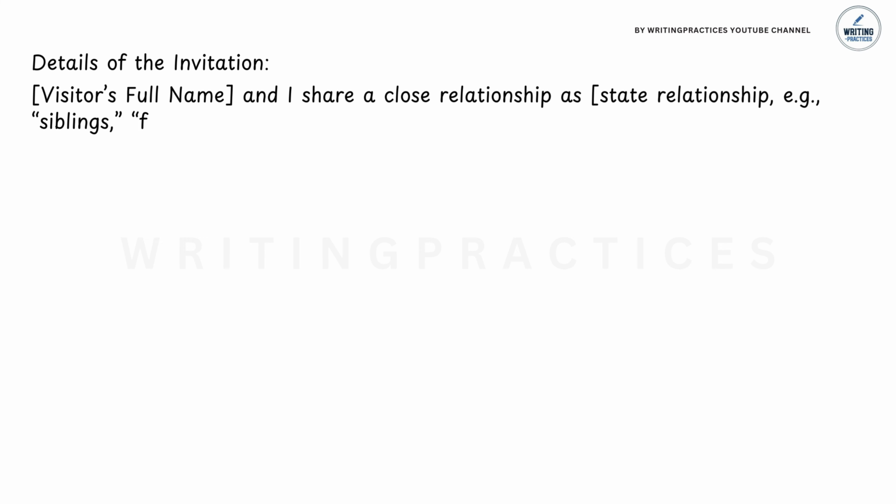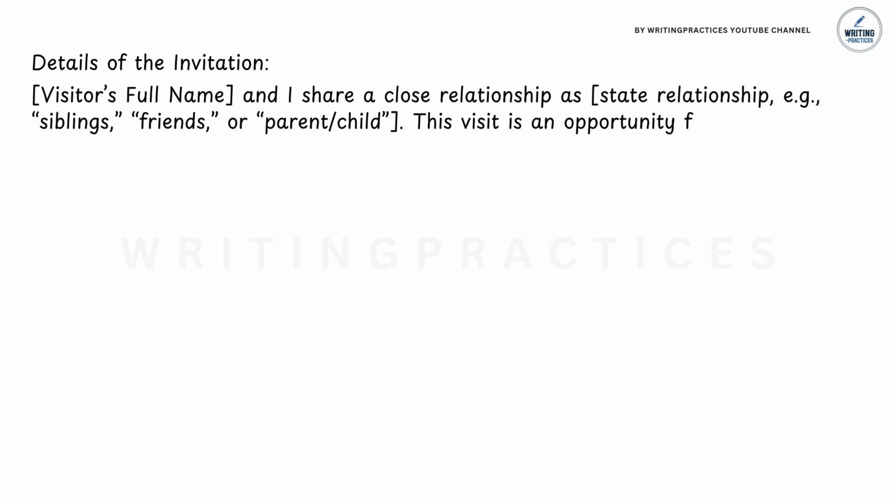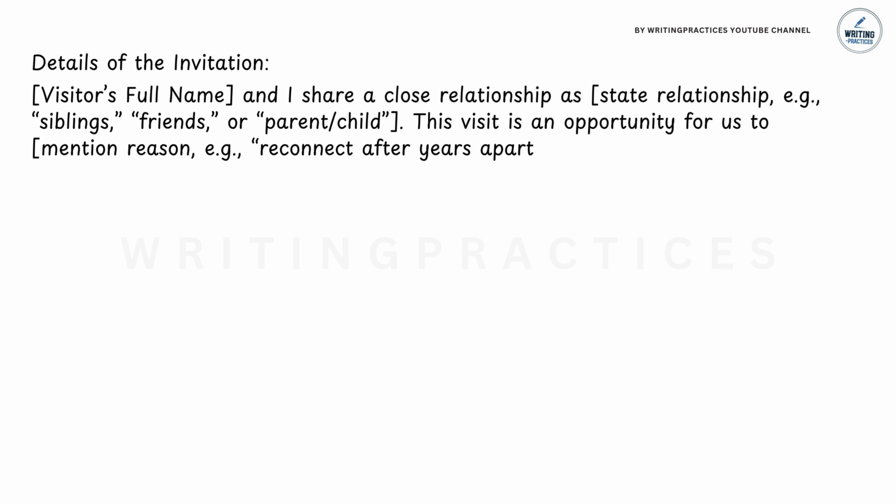Body paragraph 1. Relationship and visit details. In the first body paragraph, explain your relationship with the visitor and the significance of their visit. For instance, Jane and I are close friends, and this visit provides us with the opportunity to reconnect after several years apart. It also allows us to celebrate a special family occasion together, strengthening our bond. This personal context adds authenticity to the letter and helps the visa officer understand the importance of the visit.